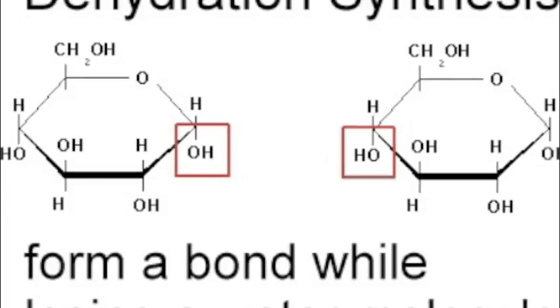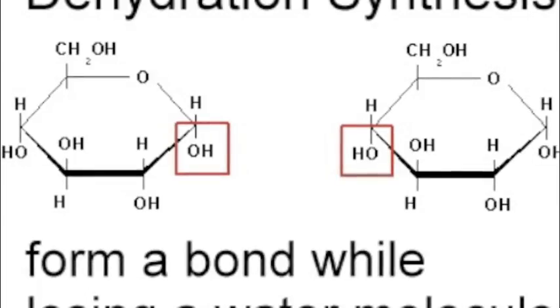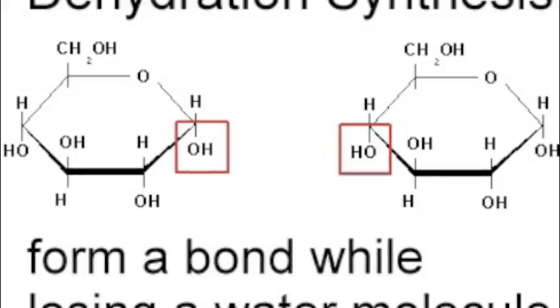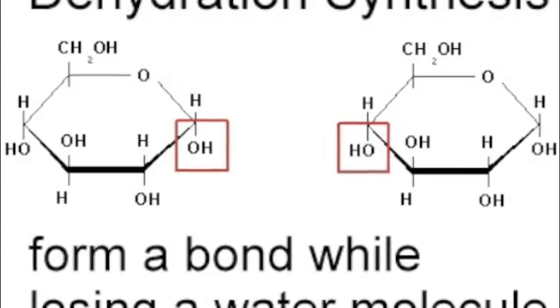Cells can synthesize molecules through a process called dehydration, which is the act of removing water. For example, glucose and fructose are joined together through a process called dehydration synthesis. Hydrogen is removed from one side, while hydrogen oxide is removed from the other. Two of these join together to form H2O or water, while the other two join to form a type of disaccharide called sucrose.